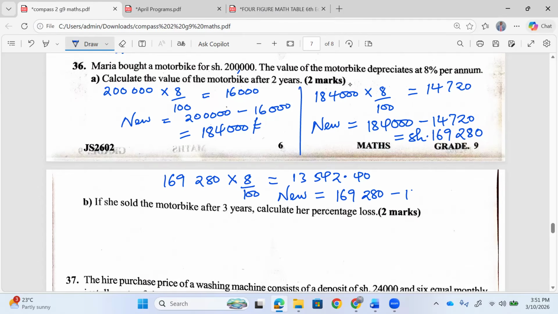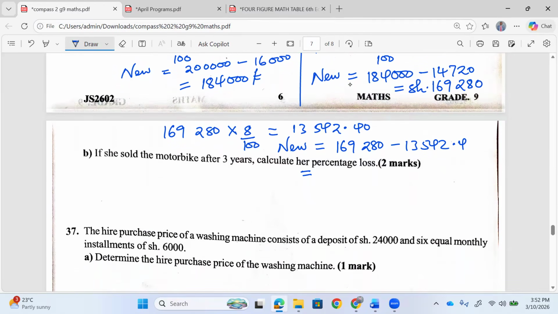169,280 minus 13,542.4. So the price at 169,280, we subtract, I'm getting 155,737.60. This is the amount the car, or the motorcycle, the motorbike, shall cost after 3 years.